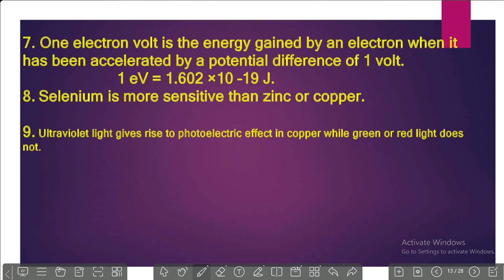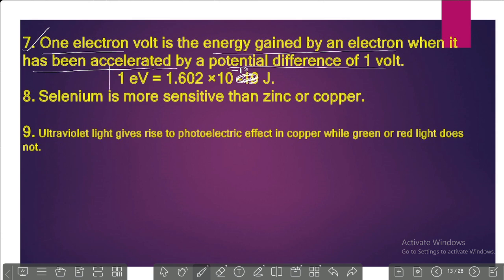Now the 7th one is 1 electron volt. 1 electron volt is the energy gained by an electron when it has been accelerated by a potential difference of 1 volt. And remember, 1 electron volt is 1.602, or usually we can take 1.6, into 10 to the power minus 19 joule. If you want to convert electron volt to joule, with this relation you can convert.